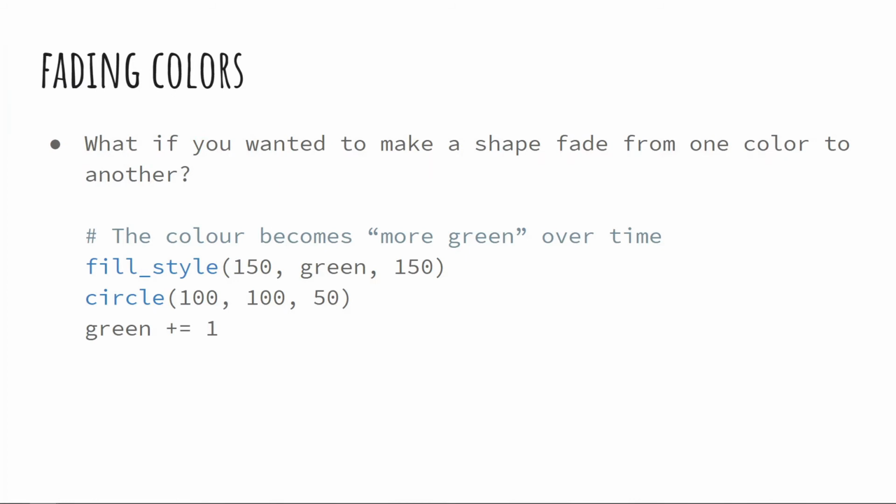So another thing that we talked about is fading colors. What would we do if we wanted to make a shape fade from one color to another over time? Below is one example. You can use this code to make a circle become more green over time. Because we have 150, 150, that's going to start as kind of a purplish because it's red and blue. Then as we add more and more green, it'll move towards a gray color. Then as we keep going, it'll just become a light green.